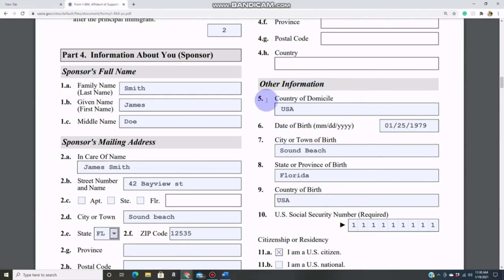Other information, country of domicile. So my husband was born here in the United States, so his country of domicile is USA. This is his birth date. This is the city or town of birth, state or province of birth, country of birth, and this is his social security number.